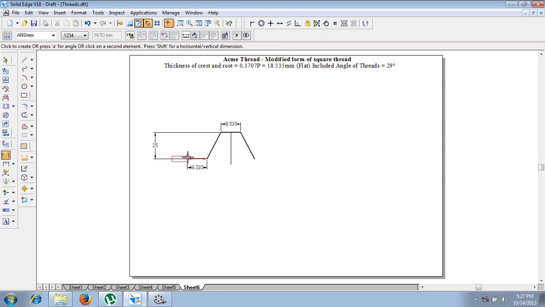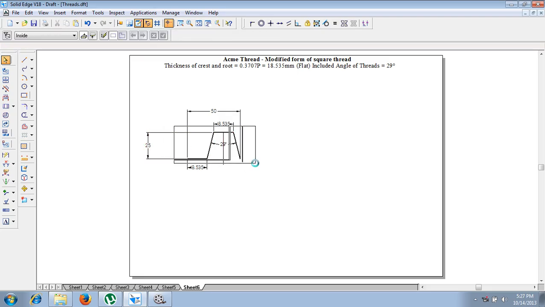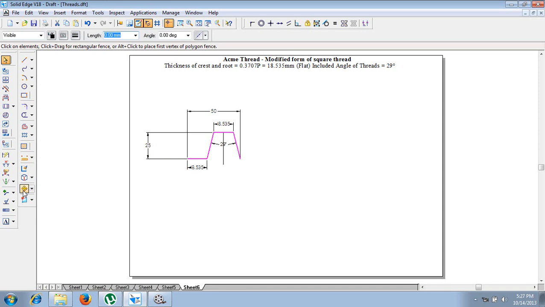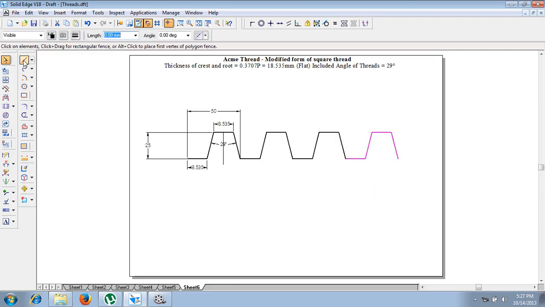Now the distance between the consecutive threads is the pitch, that is nothing but 50 millimeter. Now the included angle is nothing but this angle, which is supposed to be 29 degrees. Now we have constructed only one thread. Now let me select the complete thing, and using a move command, let us place it one after the other to get a minimum of 3 threads. Now we have constructed 4 threads.